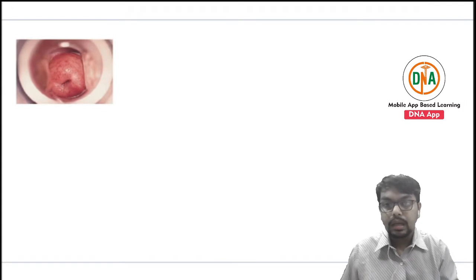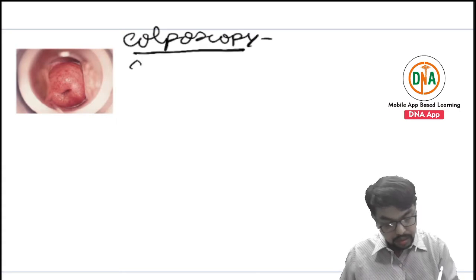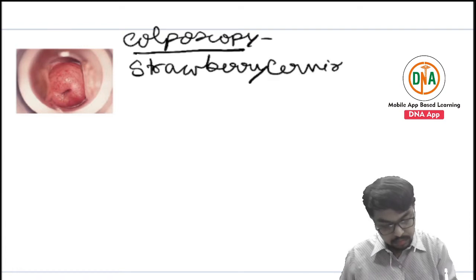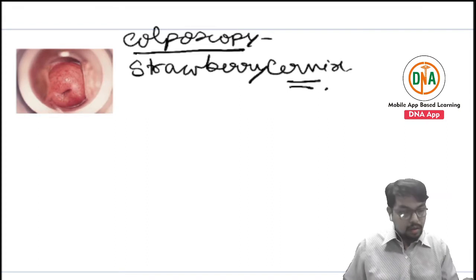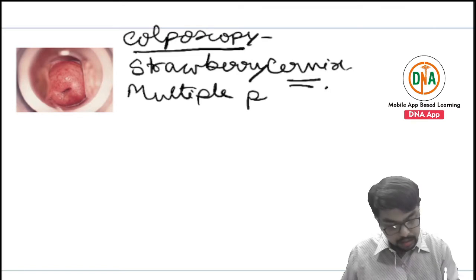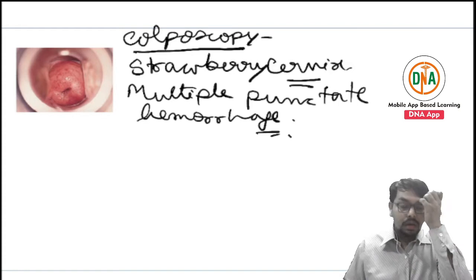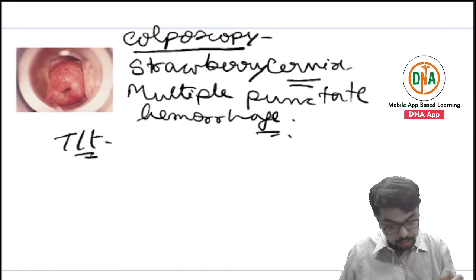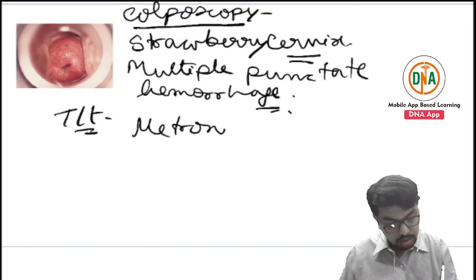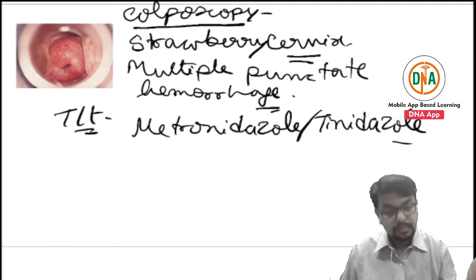Okay, if we do colposcopy, then what we get is strawberry cervix. Okay, what is that? That is multiple punctate hemorrhages over the cervix. Okay, what is the treatment given for trichomoniasis? We can give metronidazole or tinidazole.